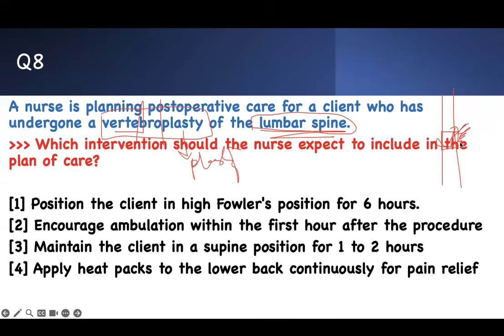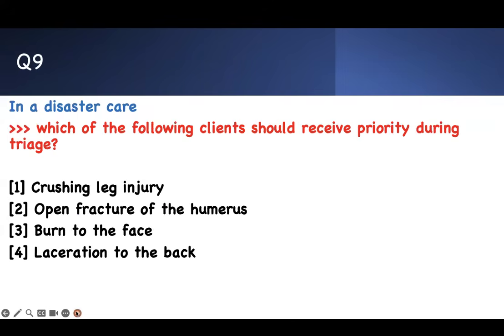What do you think after that procedure? Do you want to keep the patient in a high Fowler's position? No. Do you want the patient to walk right away? No. You should put them in supine position for 1 to 2 hours. After that, then they can ambulate. You can apply heat packs for the inflammation. But what? Continuously. The word continuous, watch for it, NCLEX is trying to trap you. Every time they say apply something continuously, it is always a trap. Therefore, this is wrong. Right answer is number 3, 1 to 2 hours. That's all. Then we can get them up.